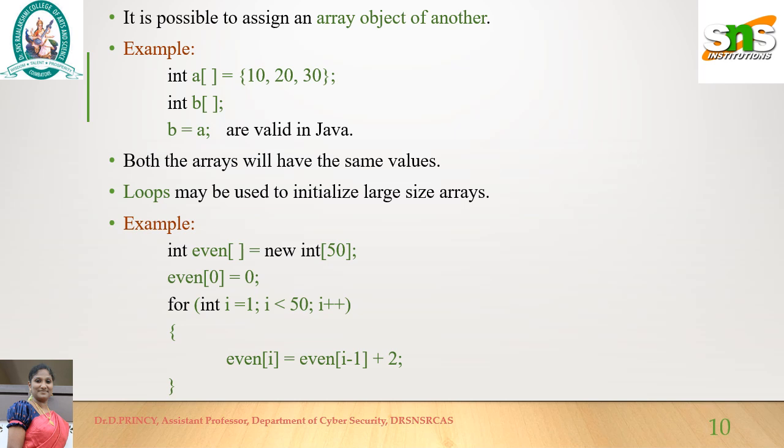It is also possible to assign an array object to another. So first I am declaring an array called A, that is assigned to the variable B. So the value of A is assigned to array B. Both are the same. Both arrays will have the same values. Loops may be used to initialize large arrays. If we have only a small size, we can assign the values directly by mentioning the subscript value. When having a larger size array, we have to use for loops or any kind of loop to assign the values to the concerned subscript.